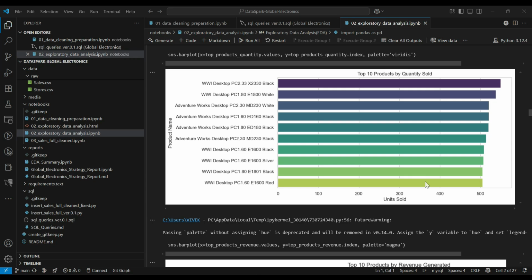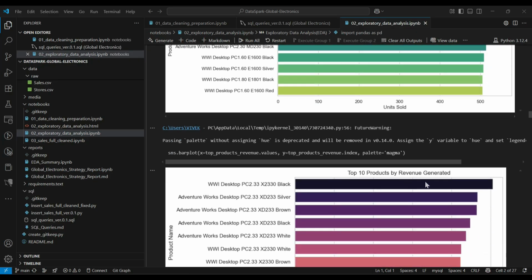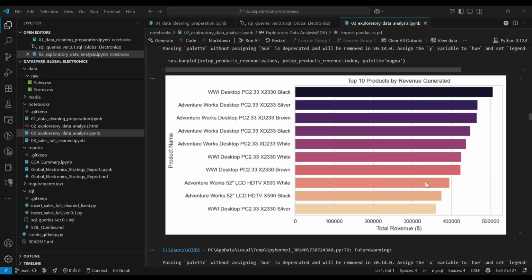Top 10 products by quantity sold. Insight: WWI desktop PC variants dominate unit sales. Observation: black and white variants of lower-end models, for example PC 1.80 and PC 1.60, are highly popular. Actionable insight: ensure continuous stock availability for these fast-moving products. Investigate the drivers of their popularity: price, features, promotions.